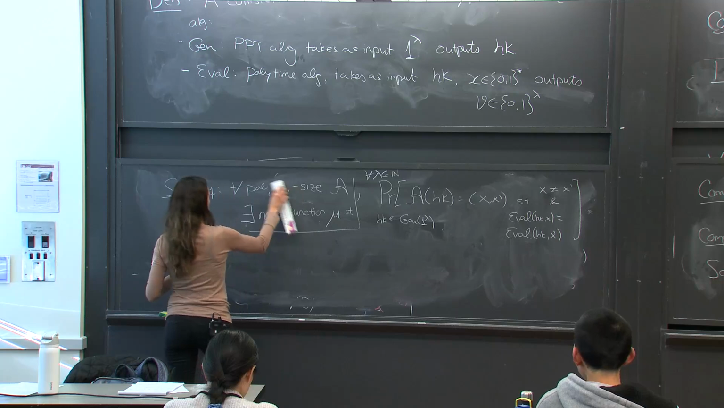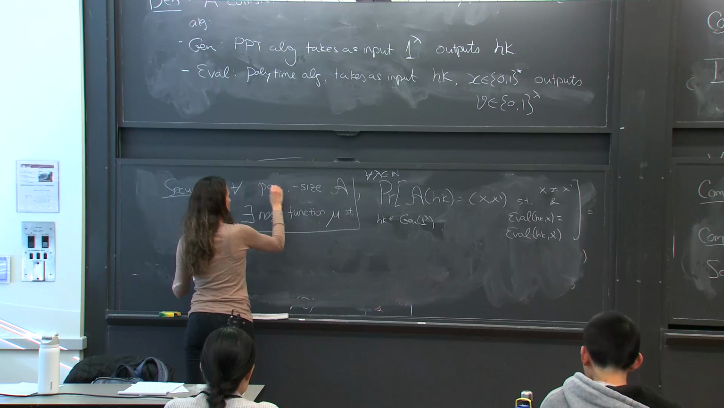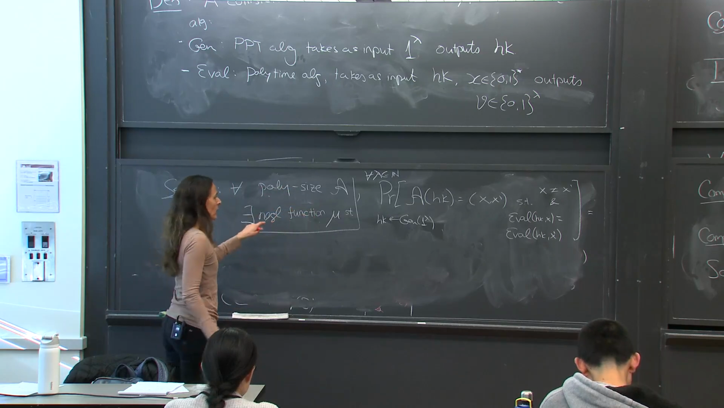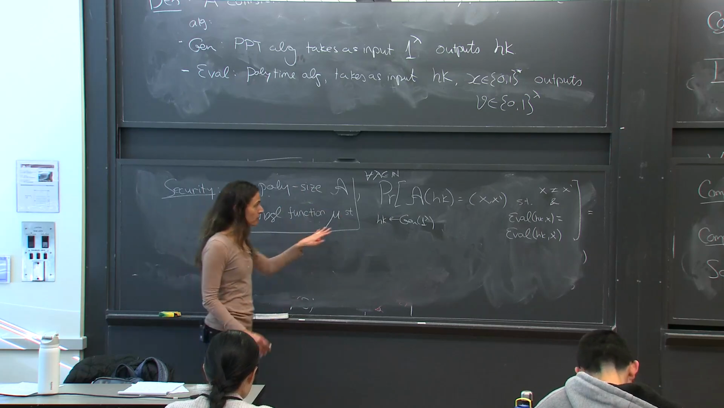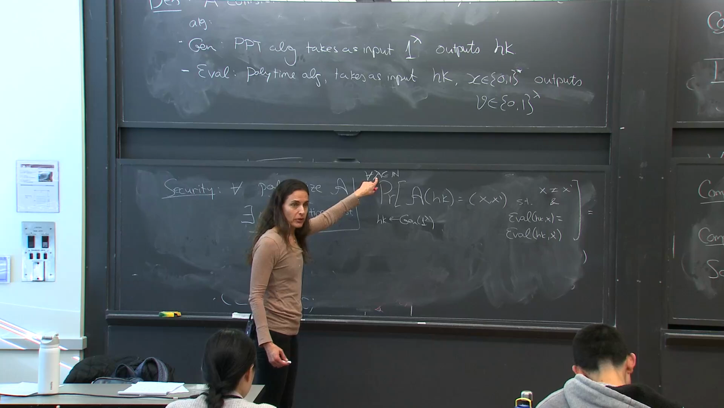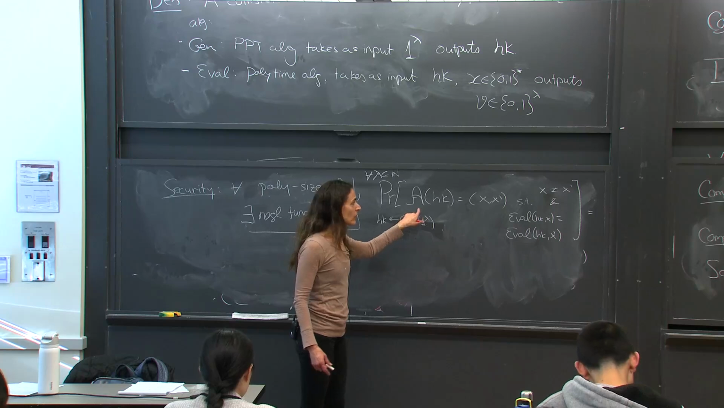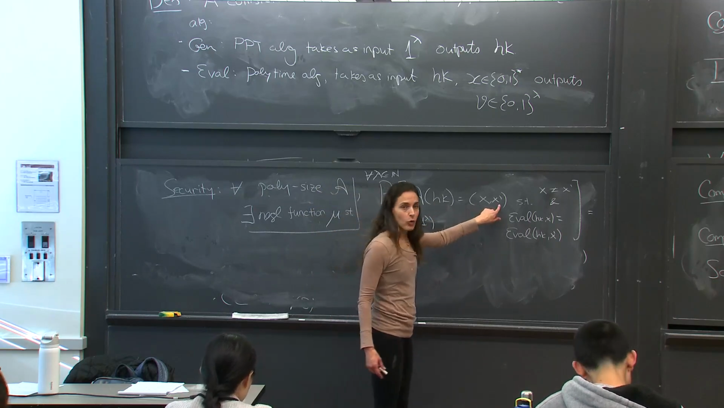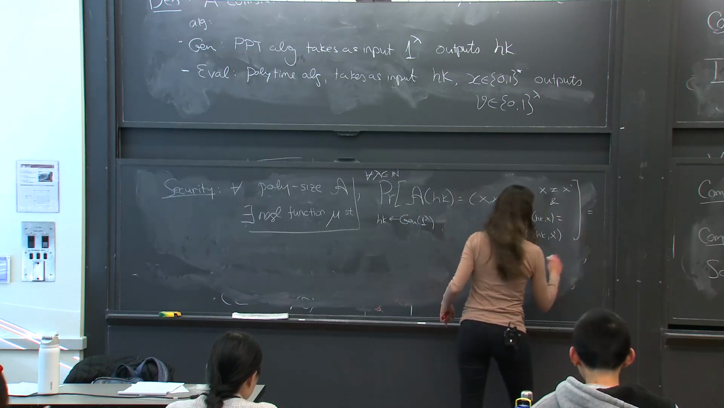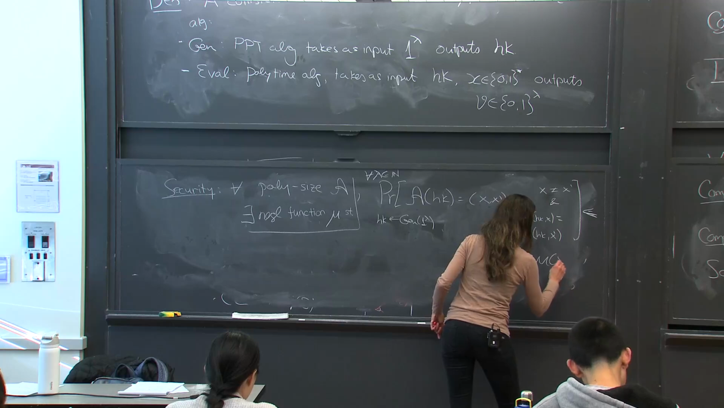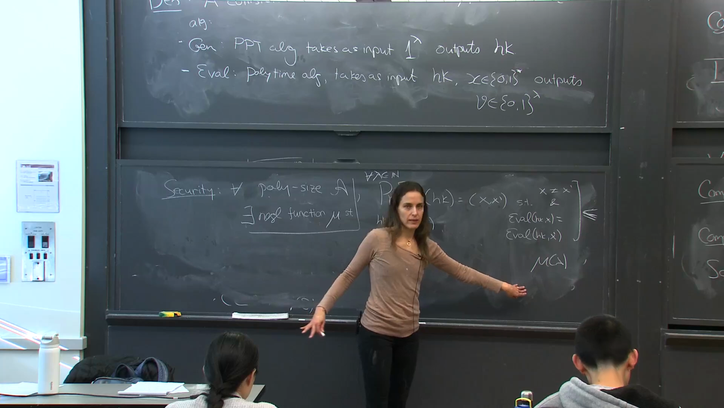So maybe I'll write it better. For any poly size A, there exists some negligible function, so a function that vanishes faster than any polynomial, such that for any security parameter, if you generate a hash key using the security parameter, you give the adversary the hash key, his goal is to output two different inputs that hash to the same value. The probability that he does this is at most negligible in lambda. So as lambda grows big, this becomes tiny.